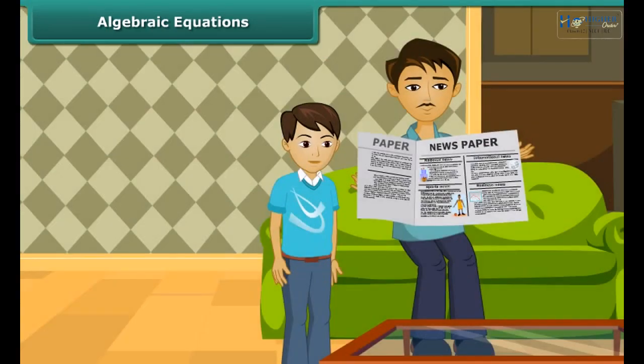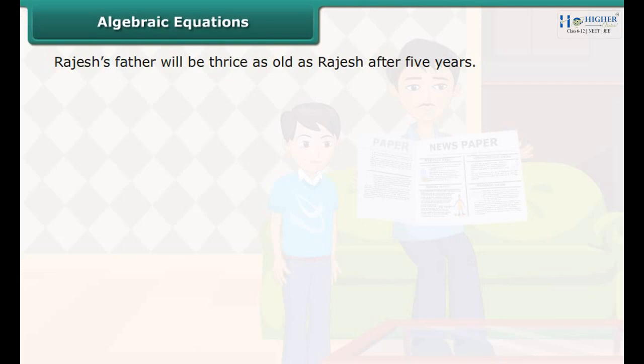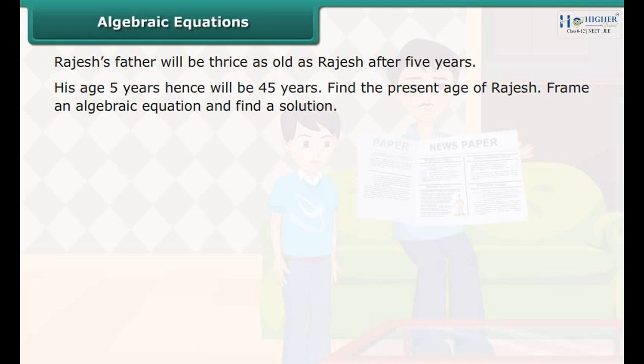Let us look at one more example. Rajesh's father will be thrice as old as Rajesh after 5 years. His age 5 years hence will be 45 years. Find the present age of Rajesh. Frame an algebraic equation and find a solution.